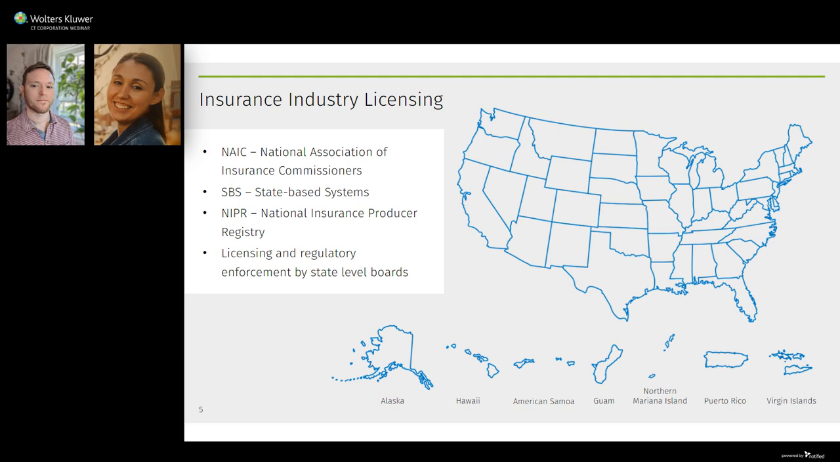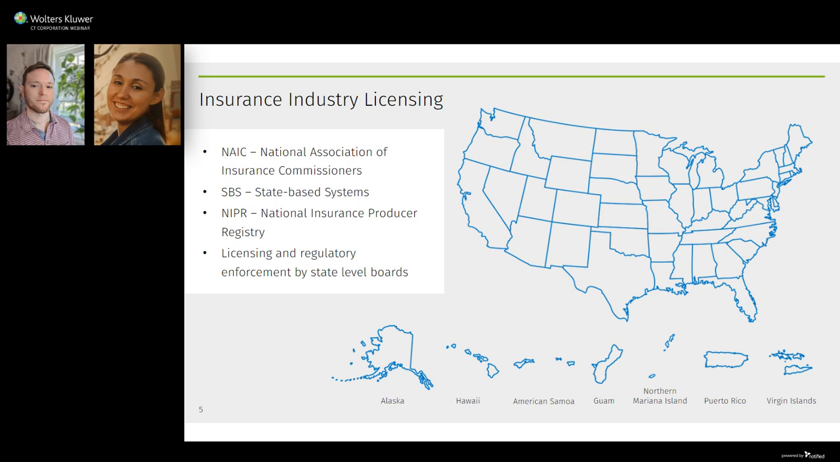Next, we come to NIPR, which is the National Insurance Producer Registry. And NIPR, it's sort of your full service online hub for insurance license application processing. So, from the NIPR portal, you can apply for a license as an insurance producer, business entity. You can submit all of your supporting documentation, pay the application fees, add lines of authority to your license, and update your license information as the system dictates.